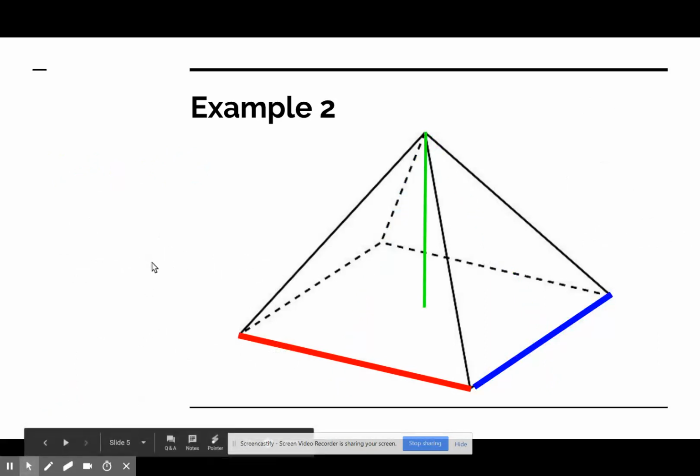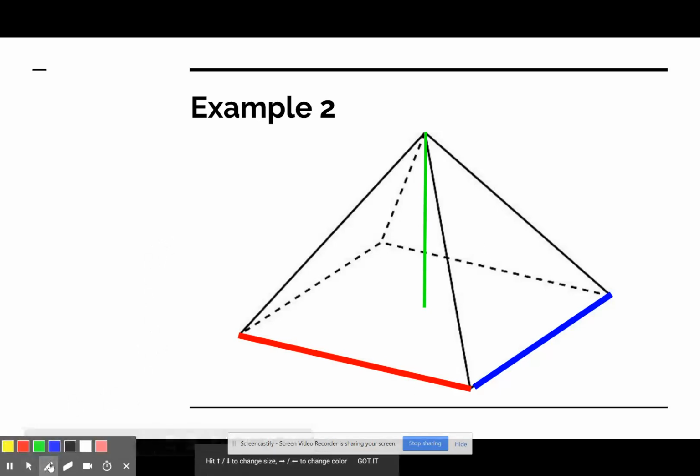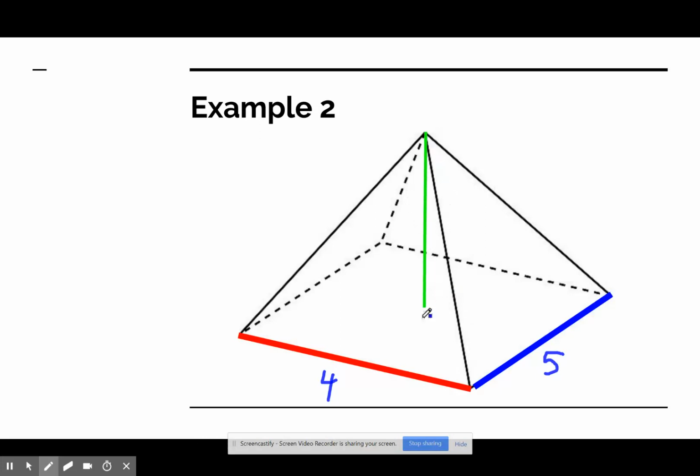All right, example 2 here. Let's stay with our base being 4 and 5, the length and width of the base. But now here's the thing: we have this line coming straight down from the vertex down to the center of the base. So there's a whole bunch of right angles here. To get the triangle faces, we need the height of it, but we can't use this number. Let's just say that this number is 6.